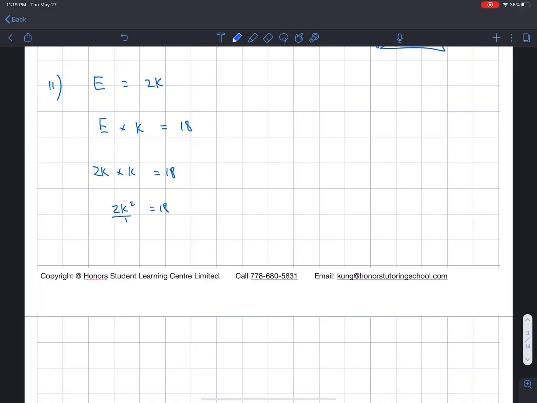We can now divide both sides by 2. We get k squared equals to 9, and taking the square root on both sides, we get k equals to 3. Question is asking for Ellie's age. So we can say Ellie's age is 2 times k, which is 2 times 3. So Ellie is 6 years old.